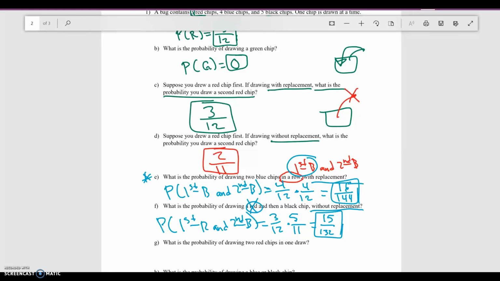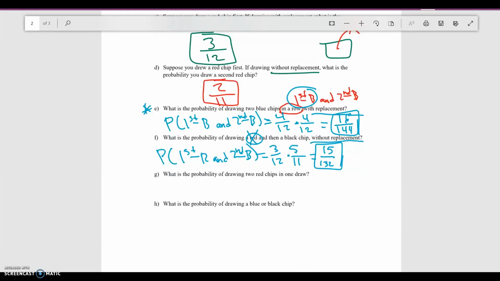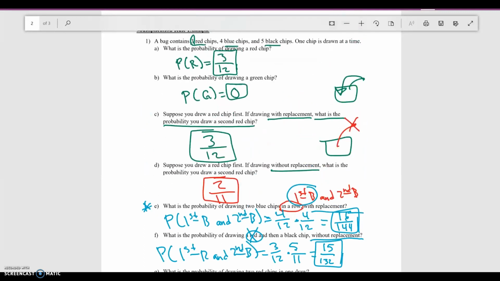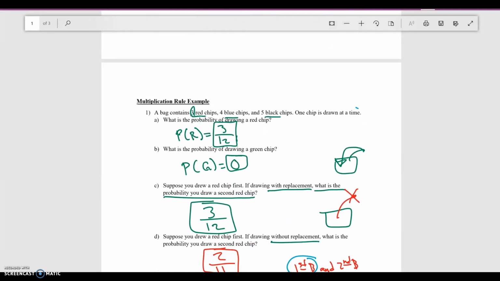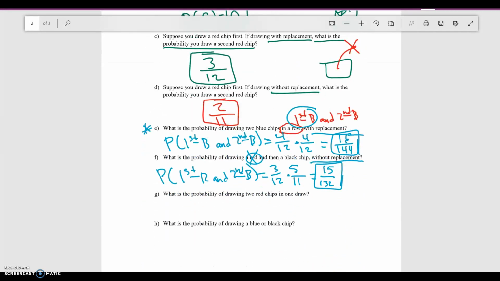Okay. All right, so we're almost done. And all we just need to do is these last two problems. What is the probability of drawing 2 red chips in one draw? Well, if we go back to the question, it says that 1 chip is drawn at a time. So is it possible for me to draw 2 red chips in one draw? Nope, not possible. So the probability of getting 2 red chips in one draw is going to be 0.